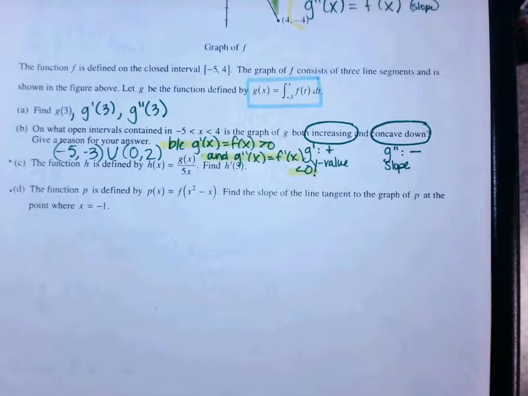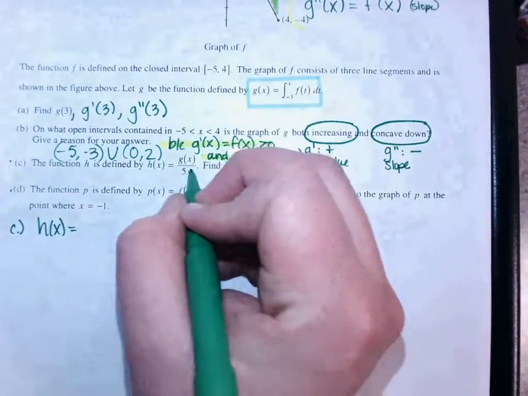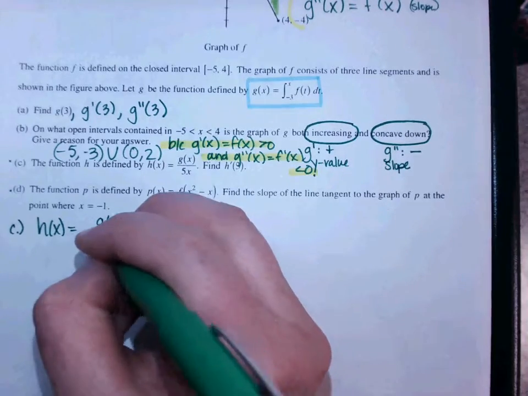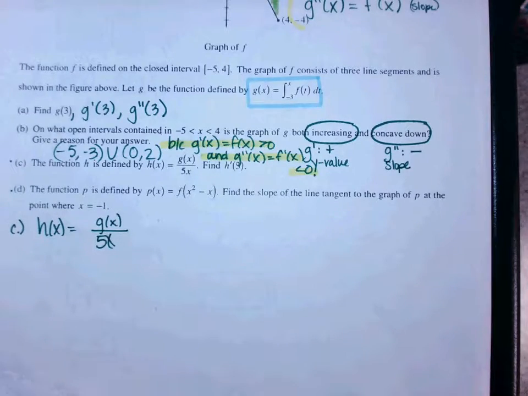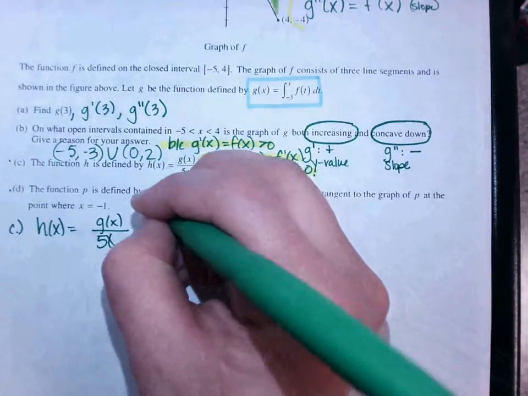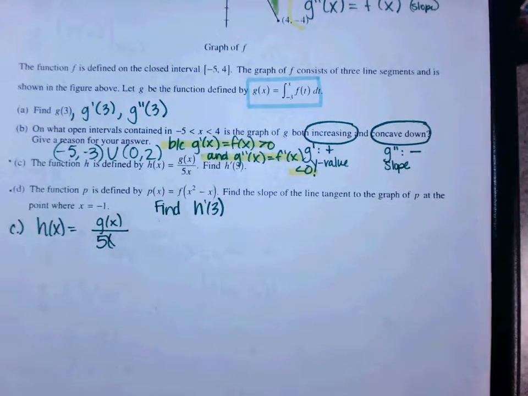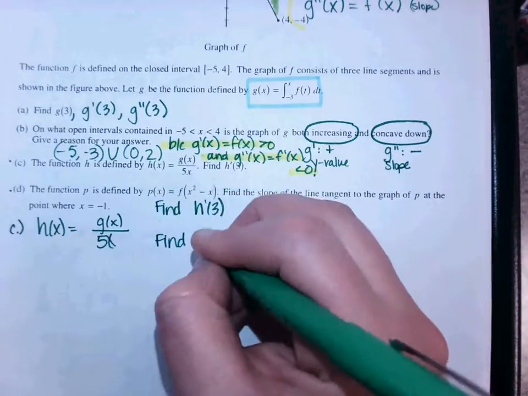Okay, part C is a little weird, but we're going to review it because the AP test is only a few months away. H of x is g of x over 5x, and it says to find h prime at 3. If you have h of x and you want h prime of 3, what do you need to find before you find h prime of 3? You need to find h prime of x. So we need to find h prime of x first.